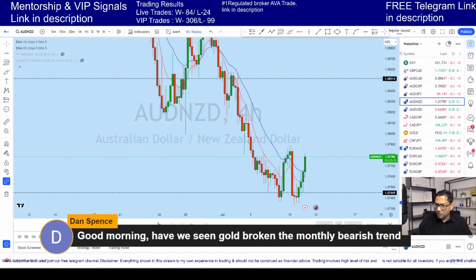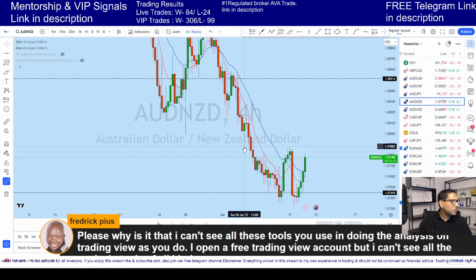Please, why is it that I can't see all the tools that you use in doing the analysis on TradingView as you do? I opened a free TradingView account, but I can't see. I think you should be able to see all the analysis tools even with a free TradingView. Probably you need to unlock that. Probably you need to go to the settings, and maybe there is some setting you need to change. You should be able to see all of them.